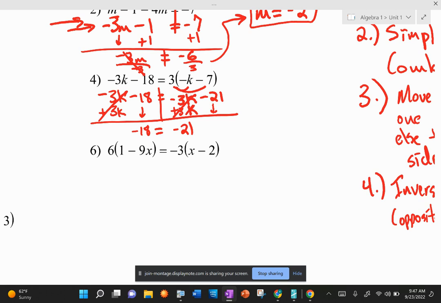Okay, negative 18 equals negative 21. You have to ask yourself, guys, focus for me. This is a different kind of problem. Negative 18 equals negative 21. We have no variable, so we are no longer solving anything. Now we're just reading a number sentence. Does negative 18 equal negative 21? No, it does not. So our answer is no solution.